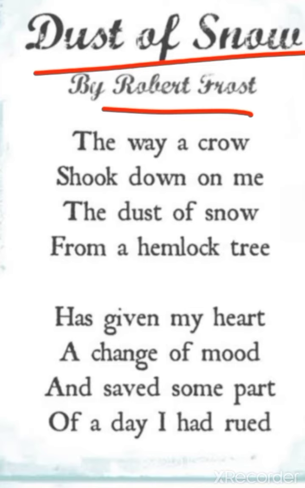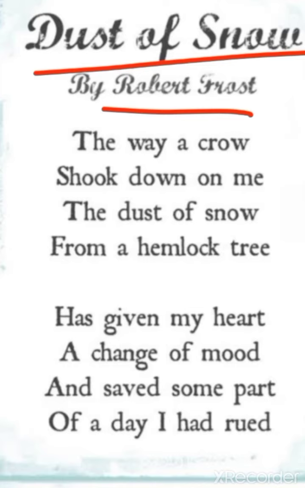In this poem, it was the winter season and there was snow on a tree. On the tree there were small flickers of snow on its leaves, and the tree was a hemlock tree. And a crow was sitting on the tree, and the poet Robert Frost was sitting under the tree. And suddenly the crow took flight, and the flickers of snow that were on the hemlock tree fell on the poet. And this small incident has changed poet Robert Frost's mood.